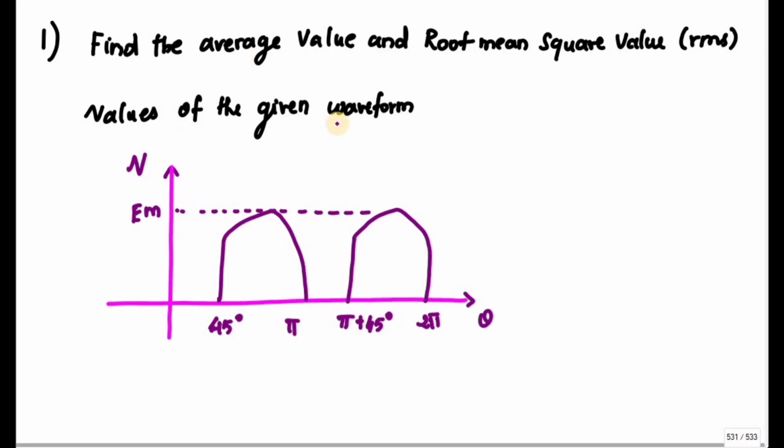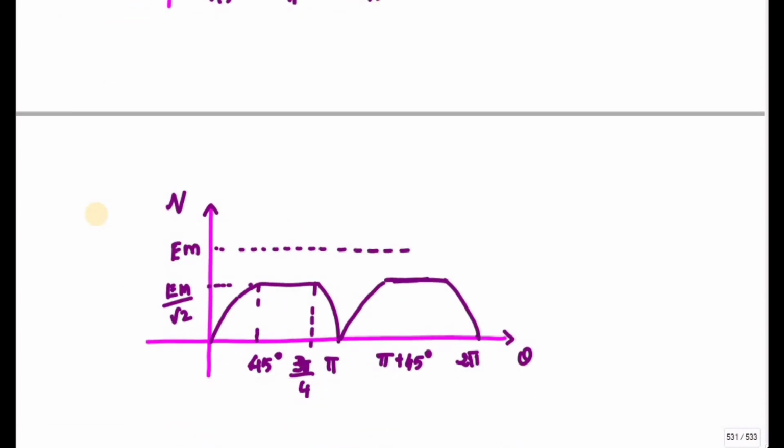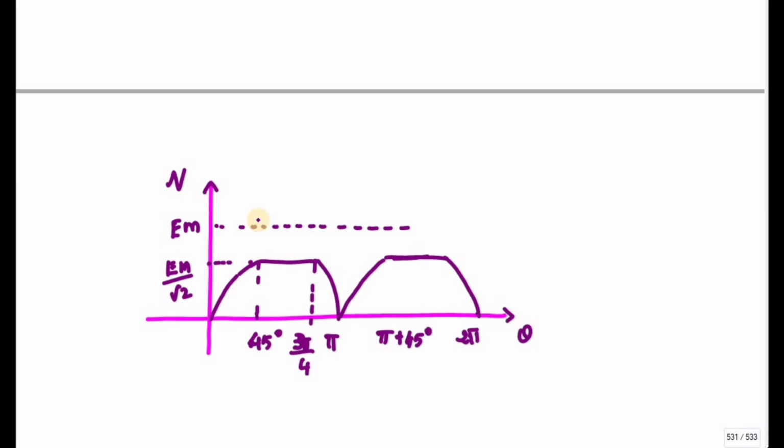I'm Dr. Vinod. In this video, we are going to discuss how to find the average value and root mean square value, RMS values, for the given waveform. So this is my waveform, where the voltage is given and the x-axis is theta. This is my first wave and this is a second wave. And you can see I'm going to derive the V average and VRMS for the second waveform in this video.